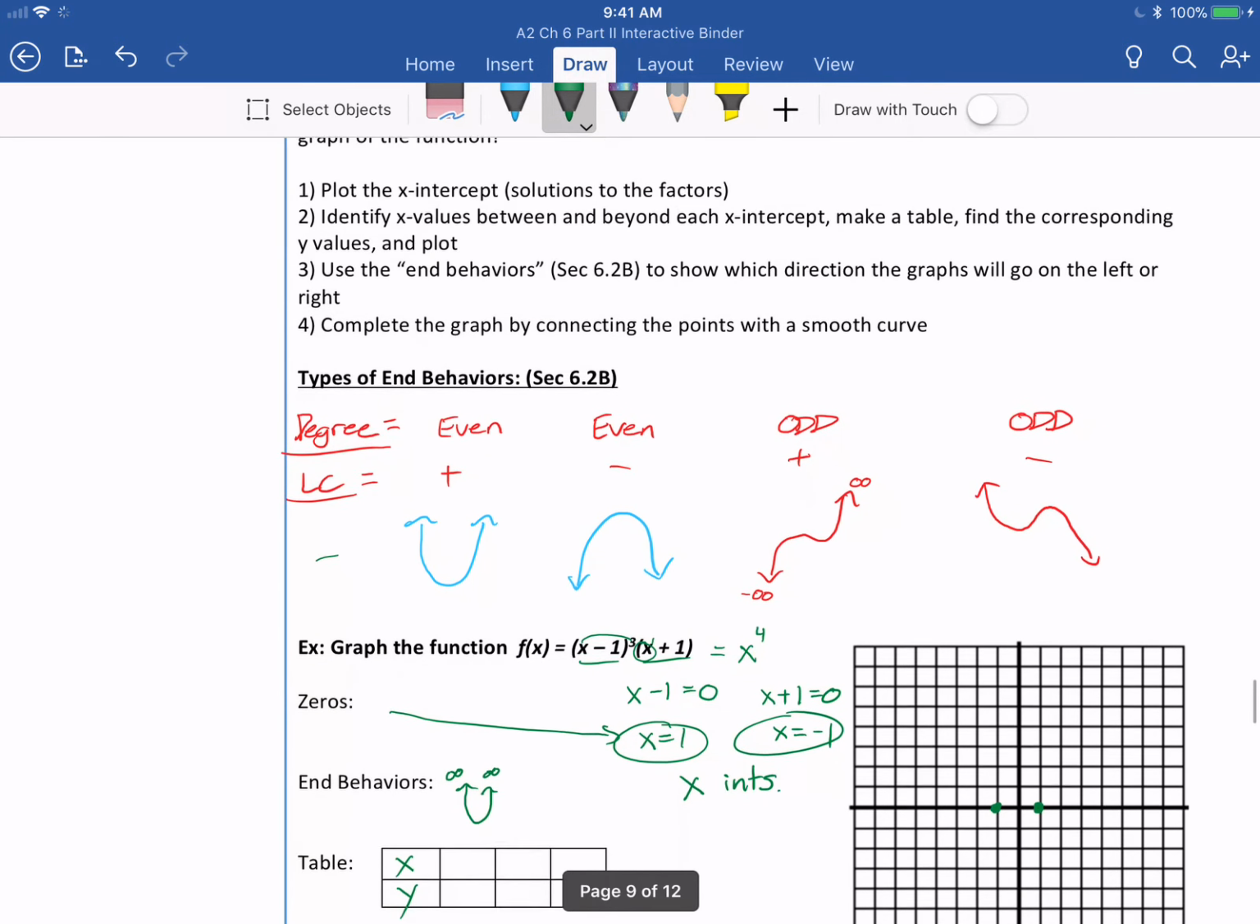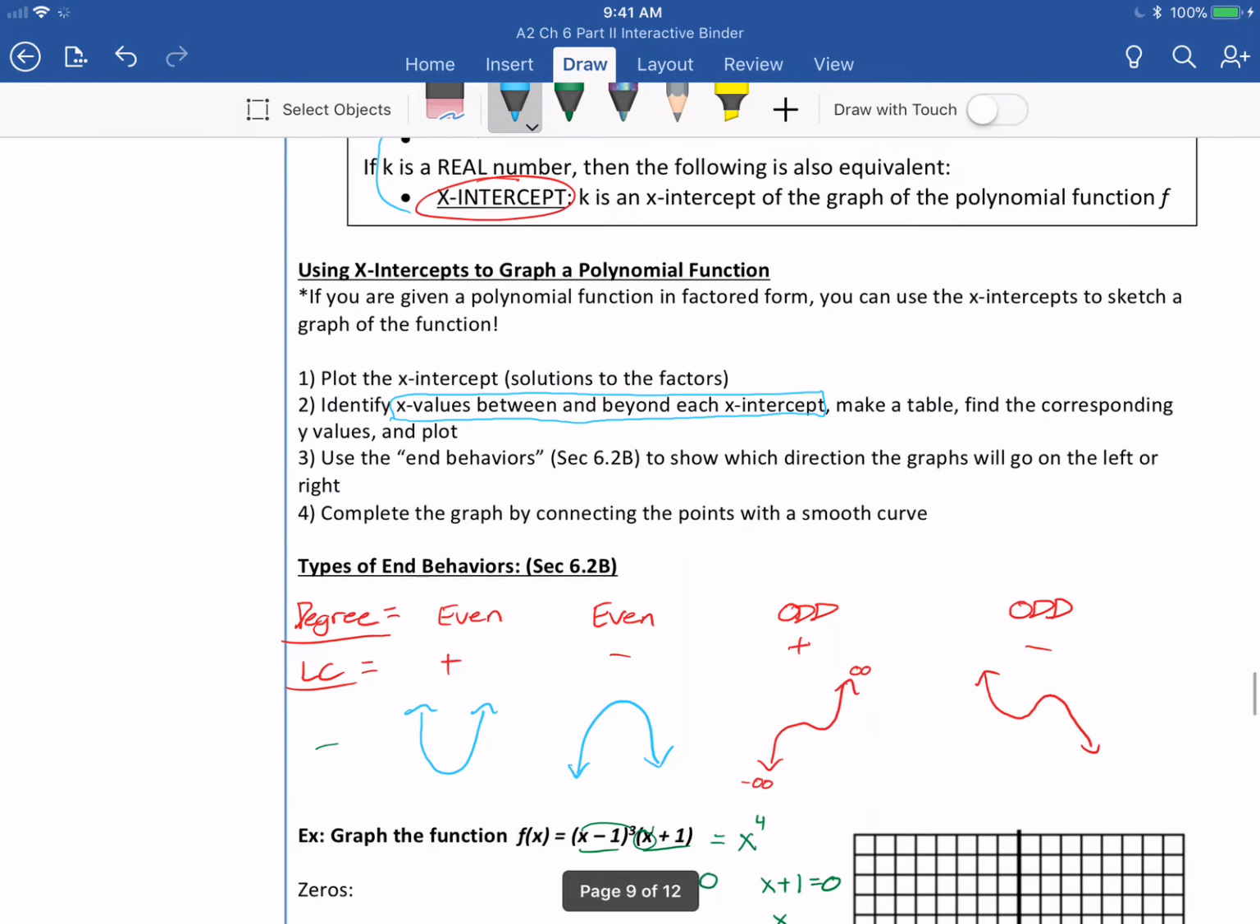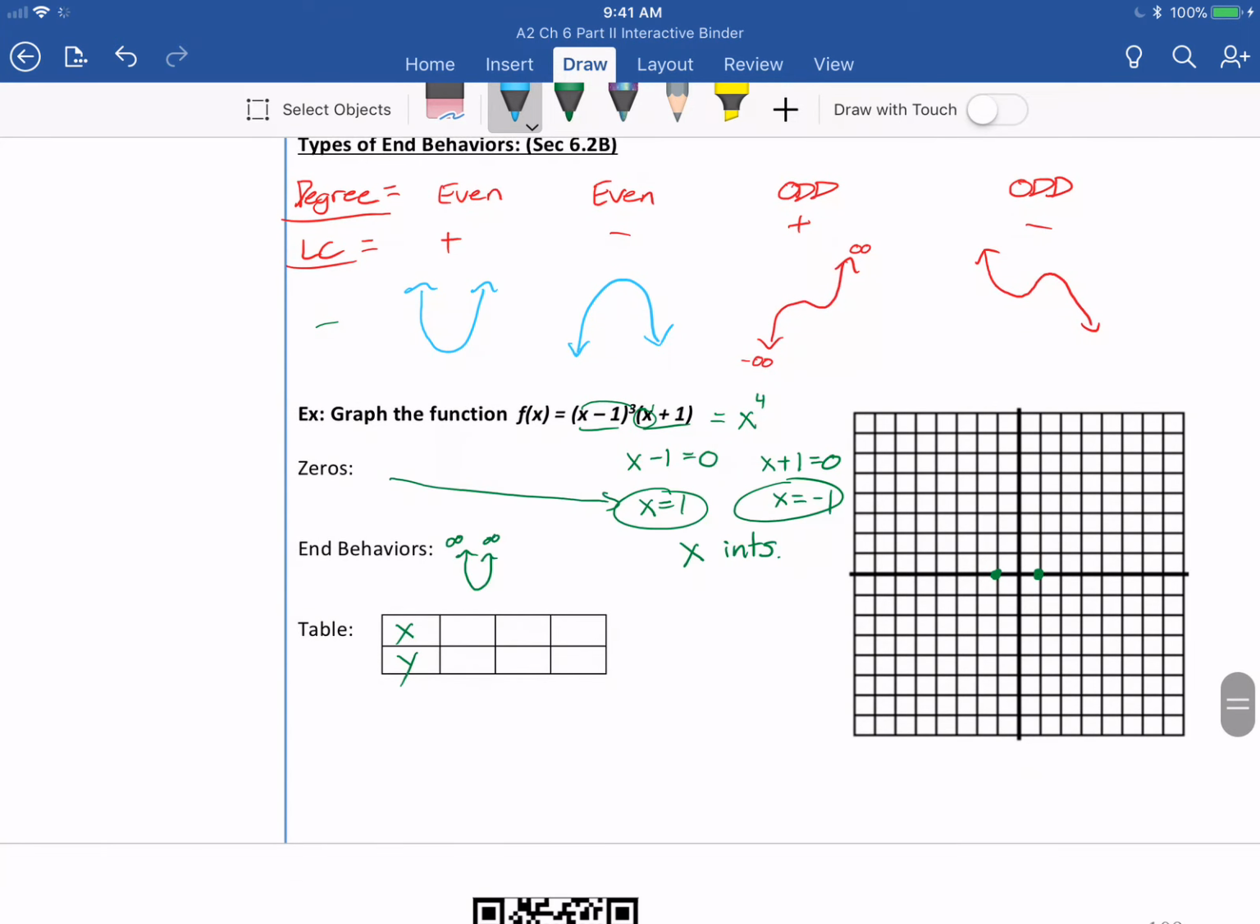So now let's look. It tells us up here, this is the big part, I want you to highlight, circle this in. It says identify x values between and beyond each x-intercept. Okay, so if I look at x values that are between and beyond, the one that's in between is kind of nice. Let's go with 0. So I'm going to plug in 0, see what that shoots out. Beyond each would be like this way and this way. So I'm going to plug in like x equals negative 2, x equals positive 2, to find out what this graph actually does in that area.